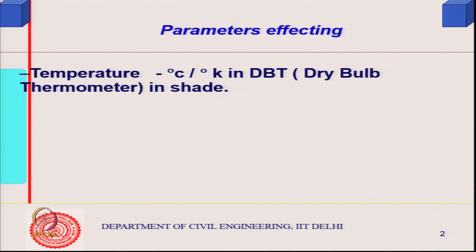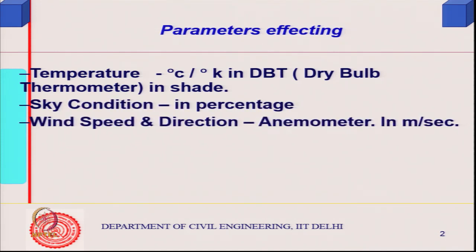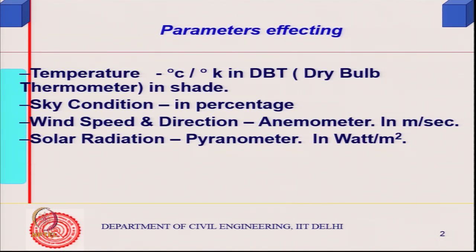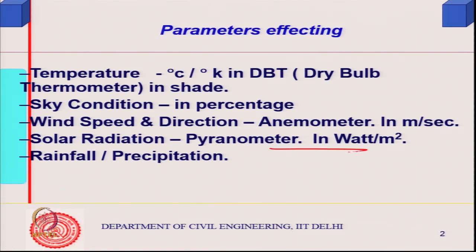So, temperature we have already talked about, this affects the dry bulb thermometer in shade, we talked about sky condition, wind speed and direction. We already looked into the factors which affect the environment surrounding the building, solar radiation. Now, how do we measure it, we also talked about, I just did not mention this one, this is called a pyranometer, which measures radiation.